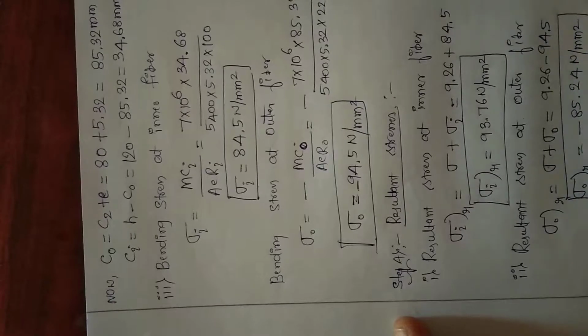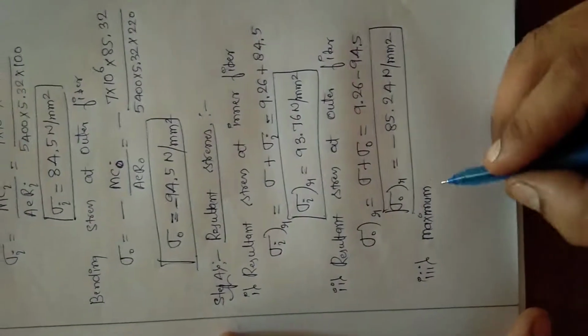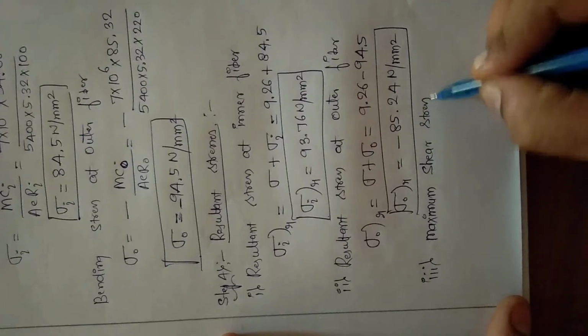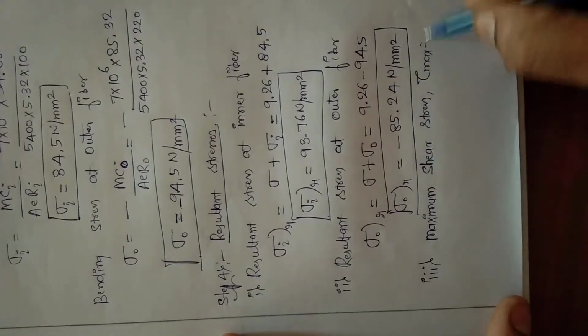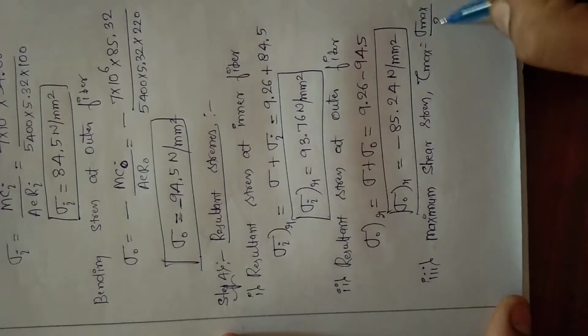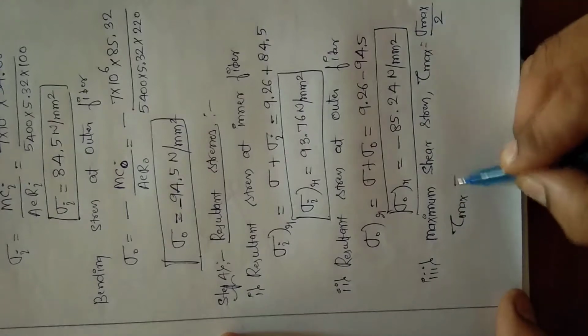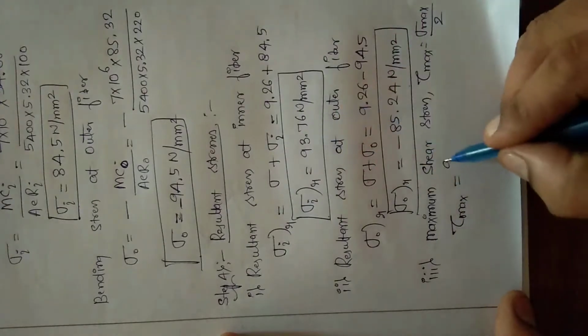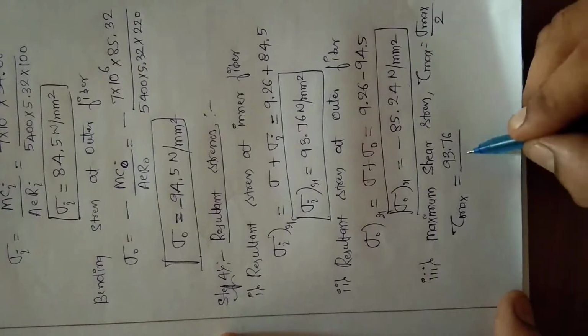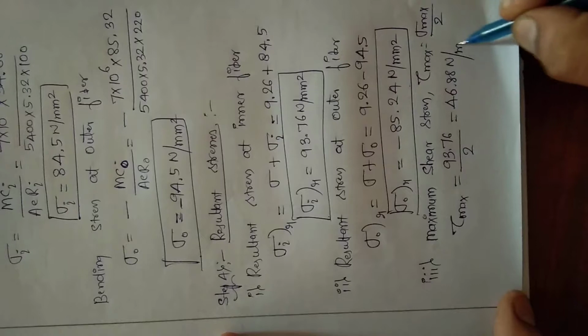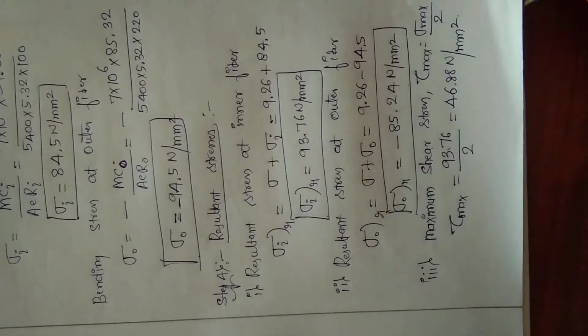Also I can find the shear stress. So maximum shear stress, tau max is equal to sigma max by 2. Okay. So what will be the sigma max? In both the cases, this is the maximum, 93.76 by 2. I'll get 46.88 Newton per mm square. So this is the problem.